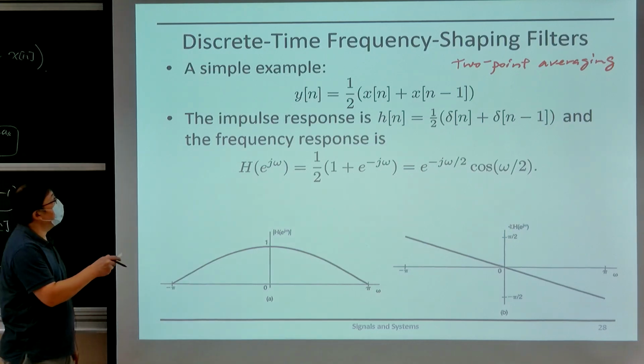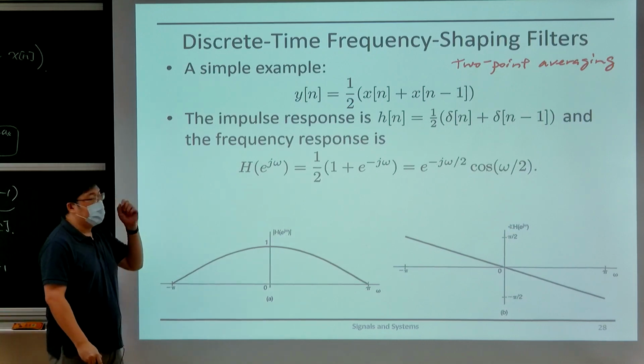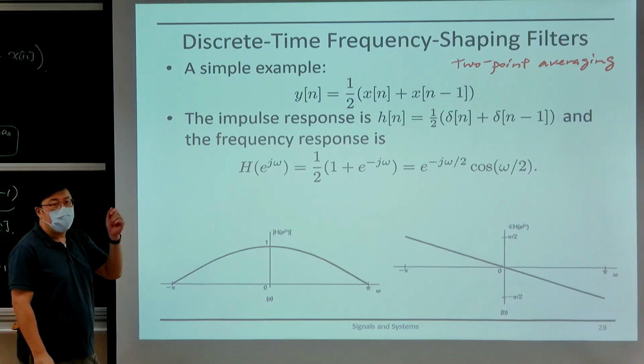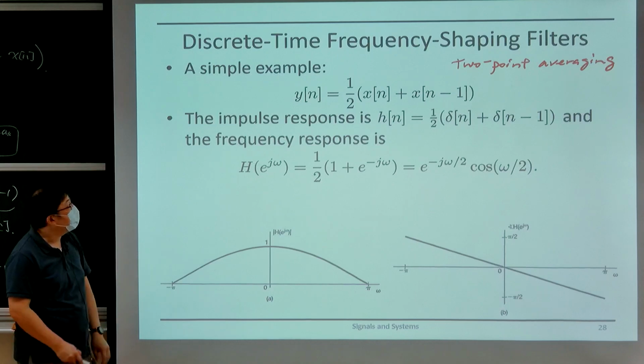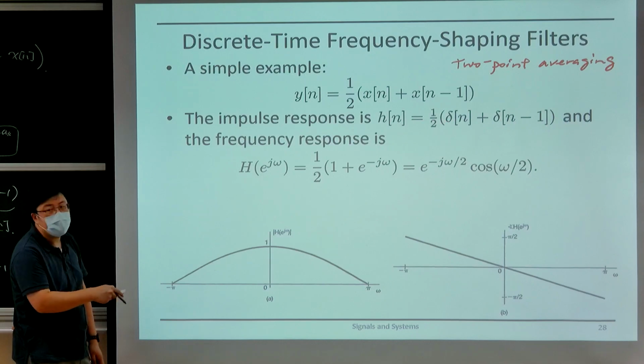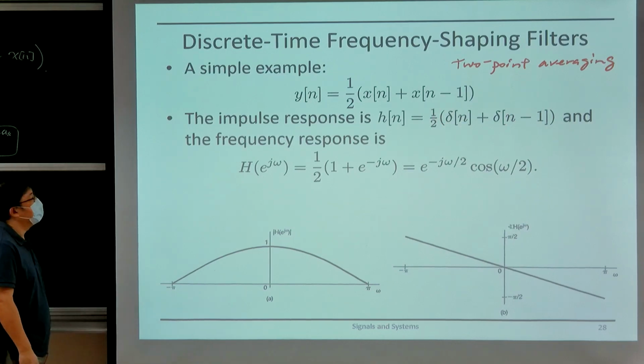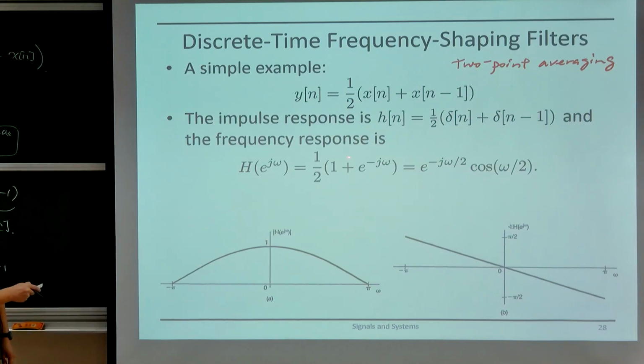Now, what is the impulse response to this system? The impulse response is the response to a unit impulse at the input. So if you want to get the impulse response, you just plug in x of n equal to delta n, the unit impulse, and this is what you get. So the impulse response is basically 1/2 at time 0 and 1/2 at time 1. Okay. So then what is the frequency response?